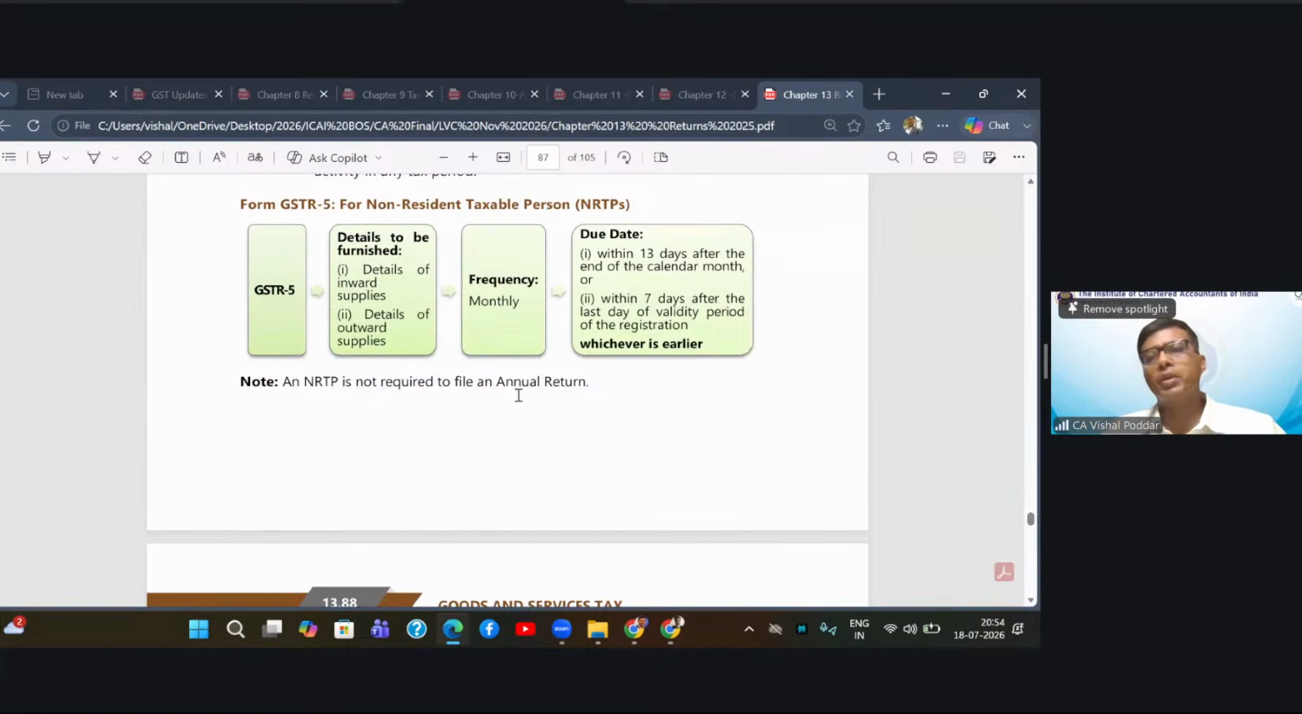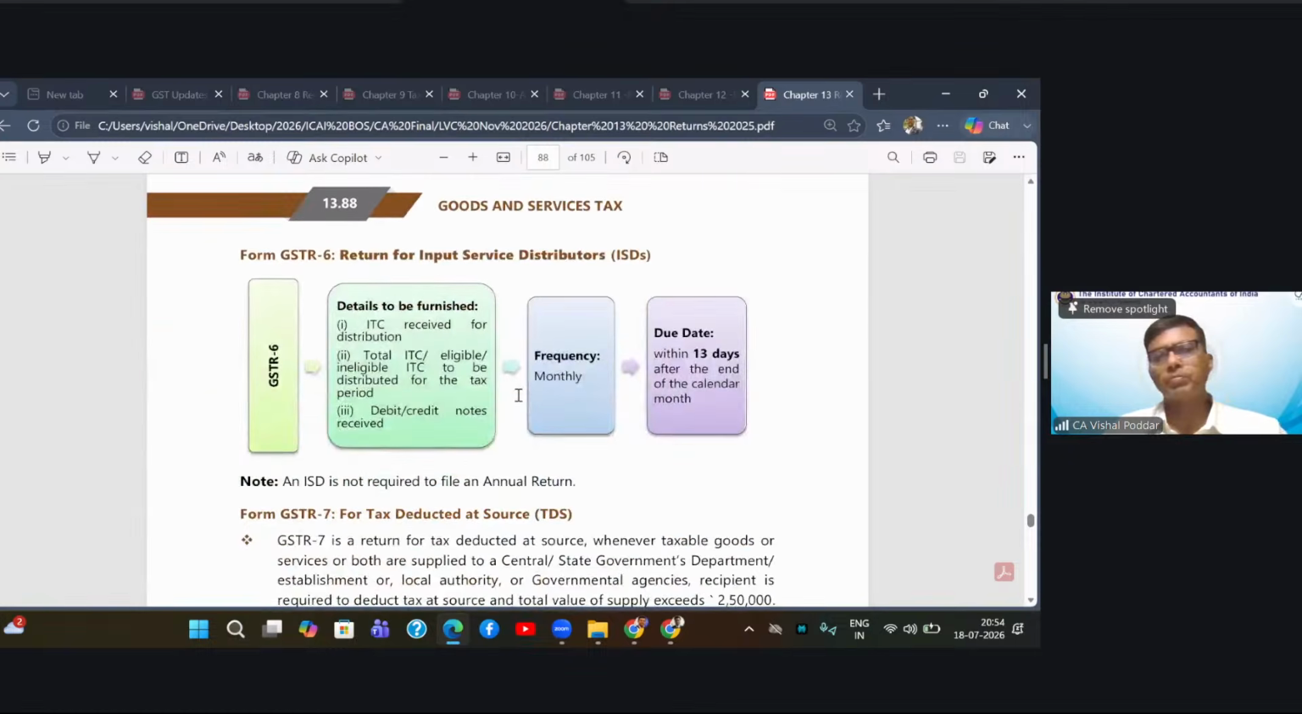Most important, NRTP is not required to file an annual return. So it has to only file the monthly return, and that also only up to the date the registration of this NRTP is valid. So as we have seen, NRTP is for a short period. So they have to file this return for that short period only.